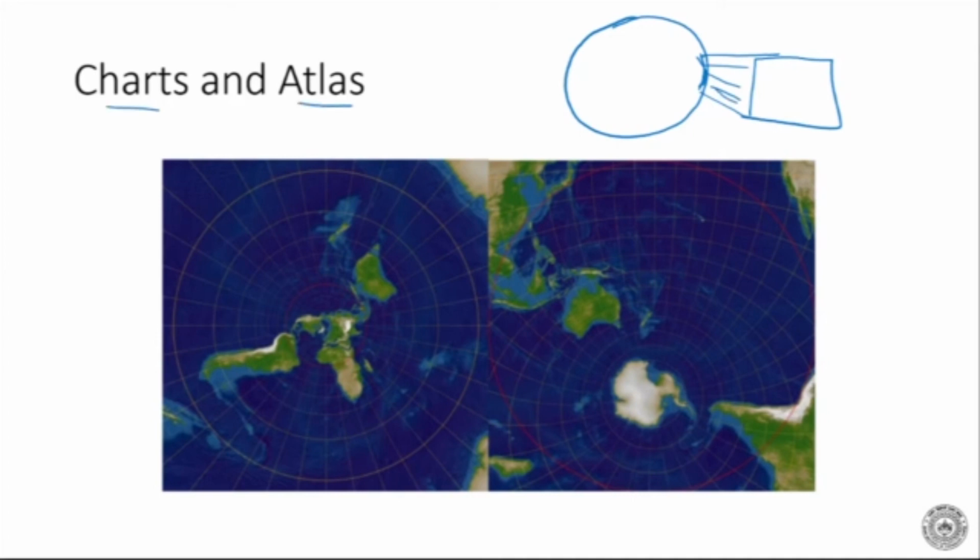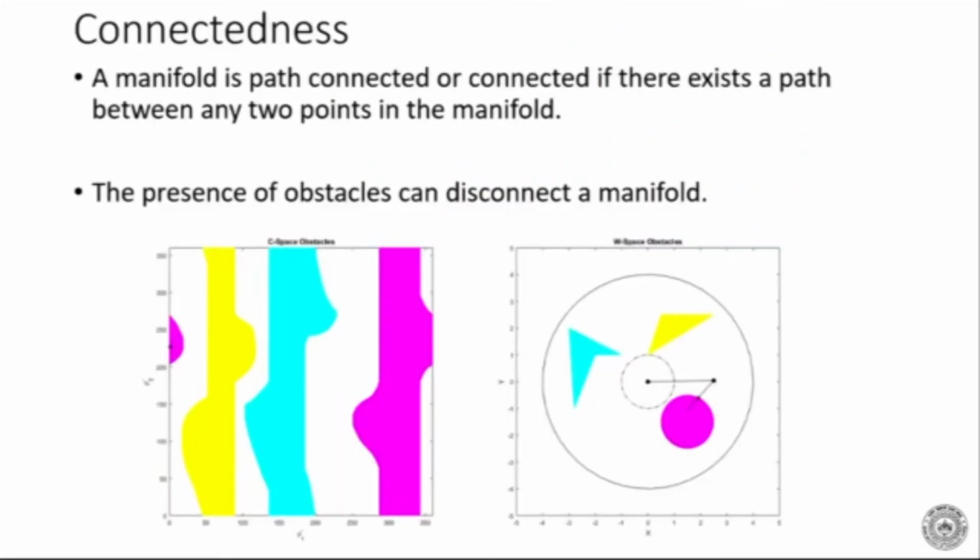Okay, so it is basically saying that a configuration space is a manifold, and it is a manifold because it is locally like Cartesian space, and that is why we can go from one space to another space. Okay. Now, connectedness: a manifold is path connected, or connected, if there exists a path between any 2 points in the manifold.